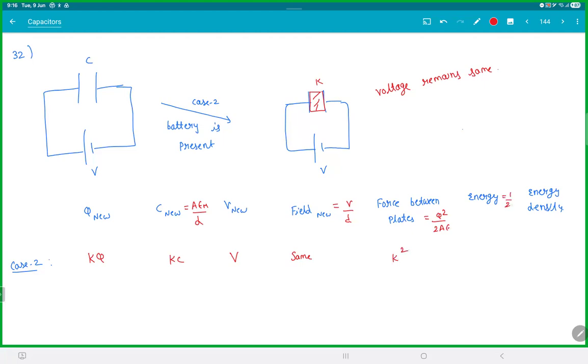Energy is half CV square. So this becomes K times. This guy is again half epsilon m E square. So field remains same. So this becomes K times. All clear with this? Clear with this? That's the question on that.